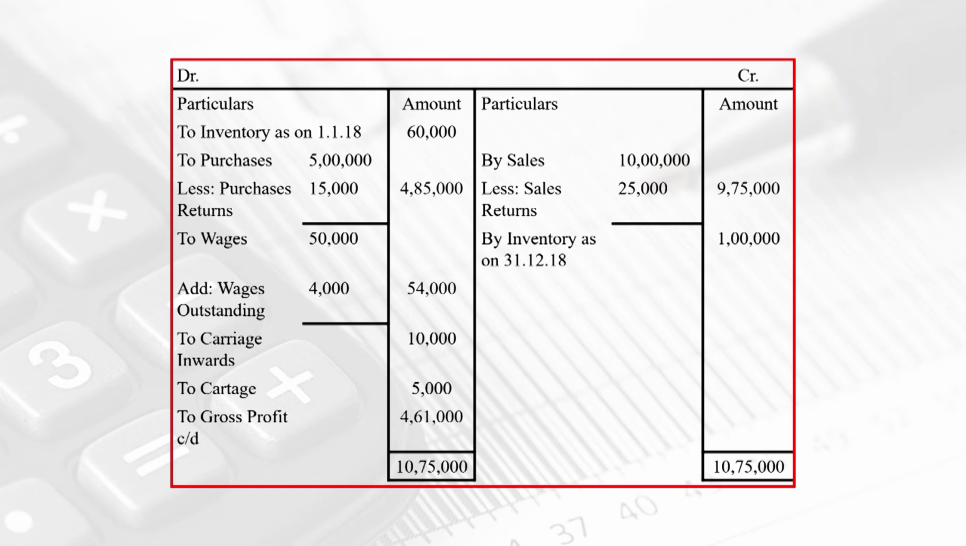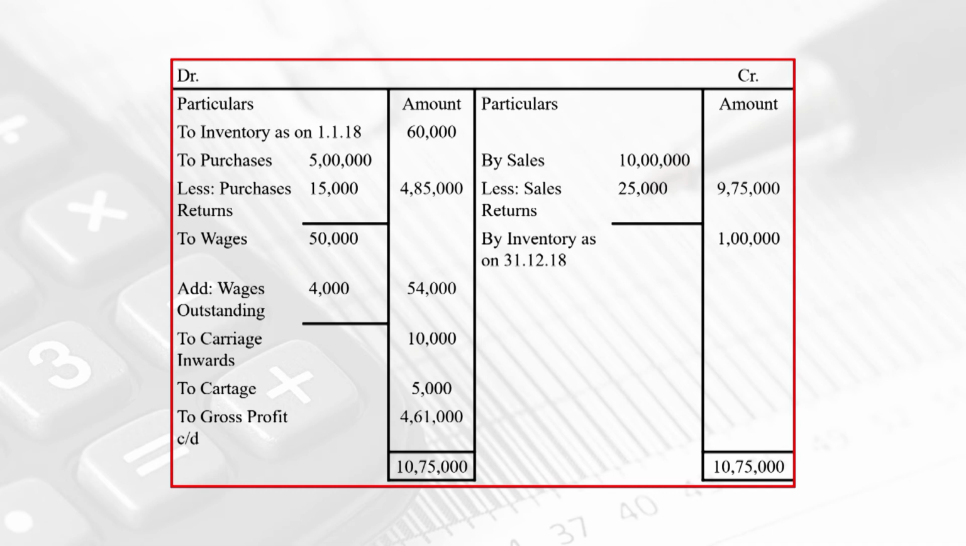Now we come to the credit side of trading account. By sales, we have been provided inside the trial balance 10 lakh, and the amount of sales return is also provided inside the trial balance, 25,000. So the net amount of rupees 9 lakh 75,000 has been shown in the credit side of trading account.